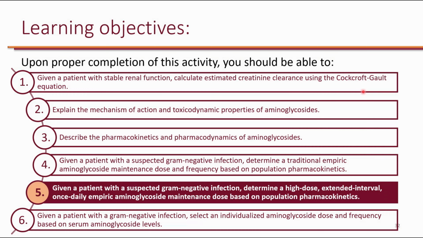We use CrCl-guided equation for creatinine clearance. We explained pharmacology and PK/PD of aminoglycosides. We also use population kinetics to come up with traditional empiric aminoglycoside dose and frequency. Now, the next learning objective is: given the patient with a suspected gram-negative infection, determine a high dose extended interval once daily empiric aminoglycoside maintenance dose based on population kinetics.